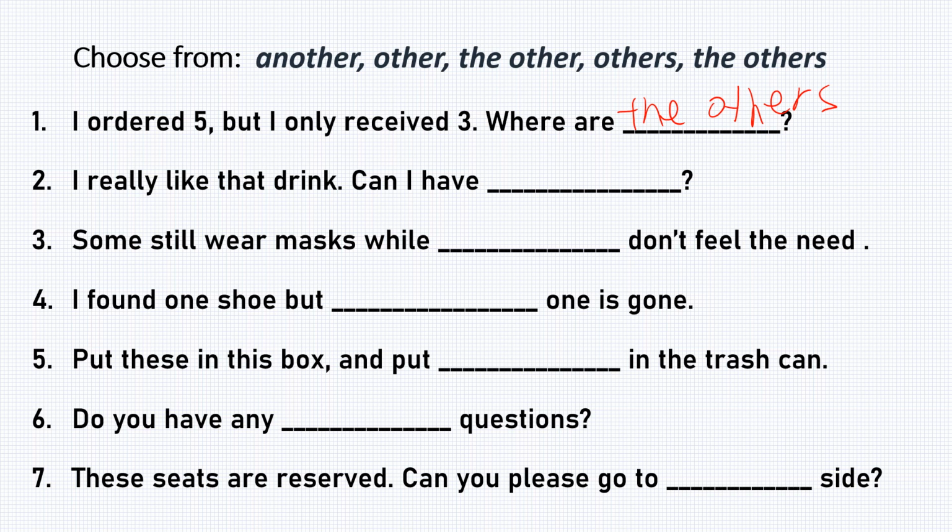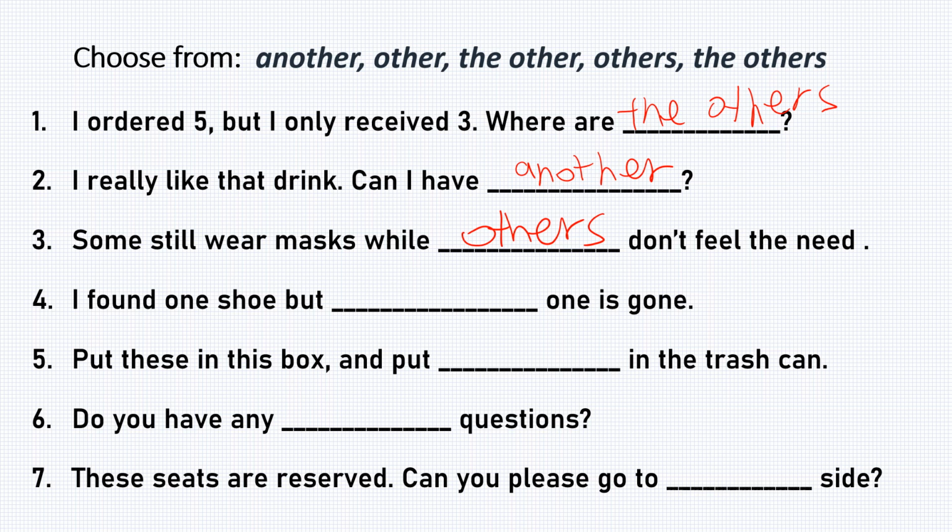Number 2. I really like that drink. Can I have another? Number 3. Some still wear masks while others don't feel the need. Here, we're generally talking about some people and then other people. There is not a specific group of people we're talking about. Therefore, we don't say the others. We just say others.